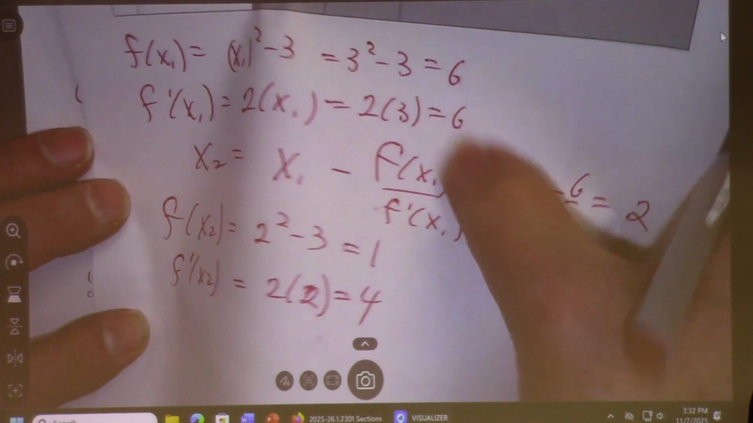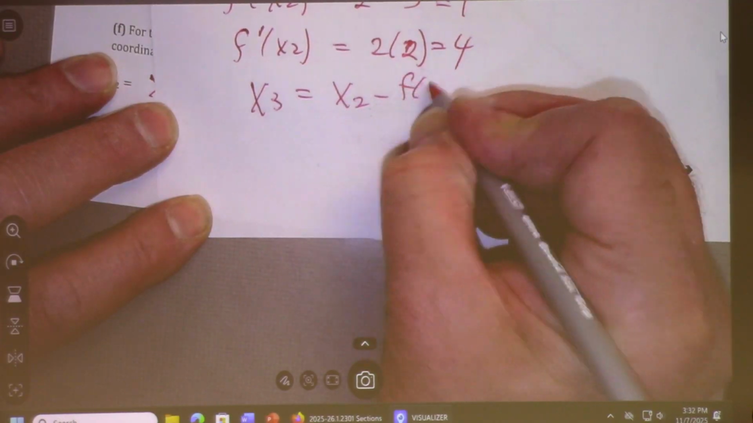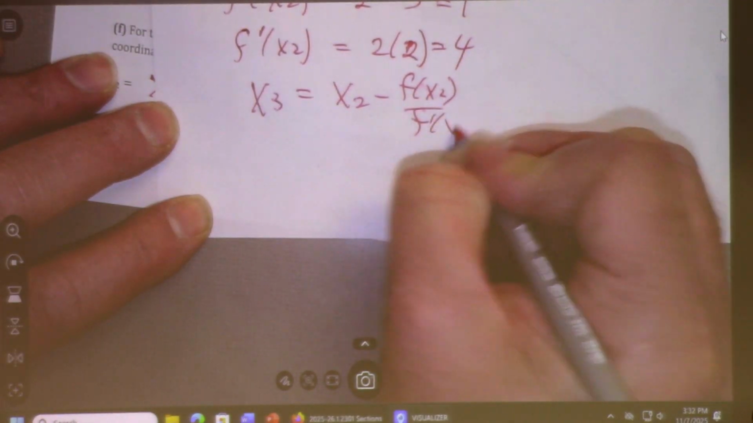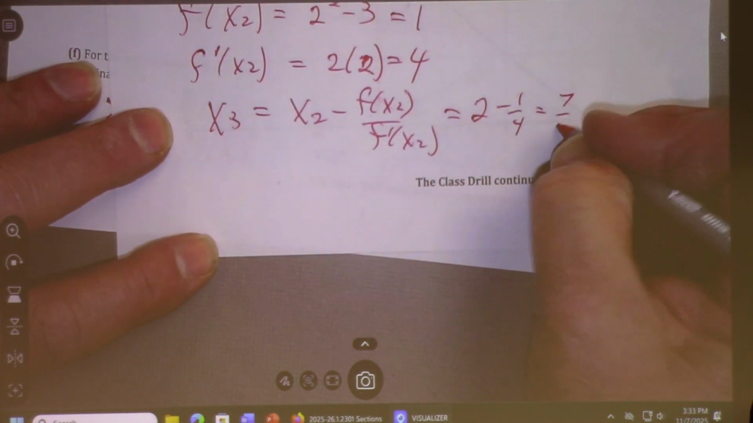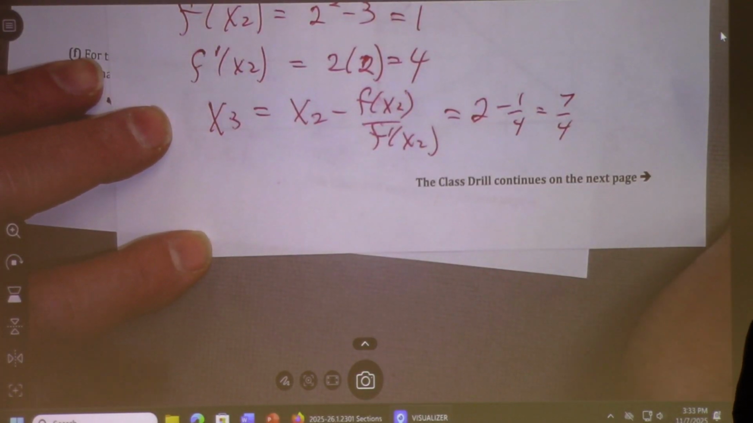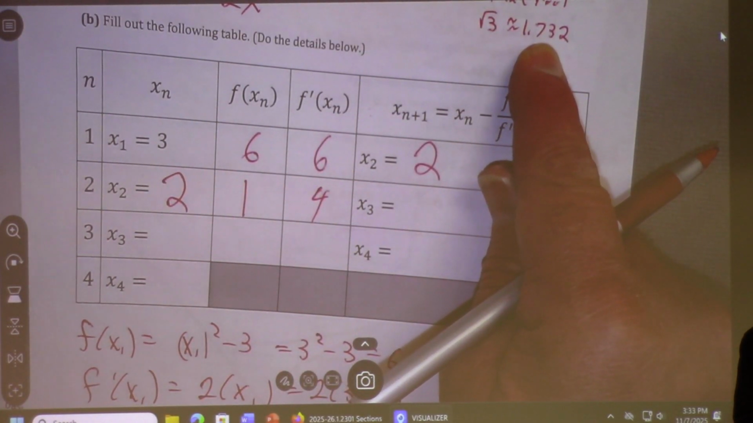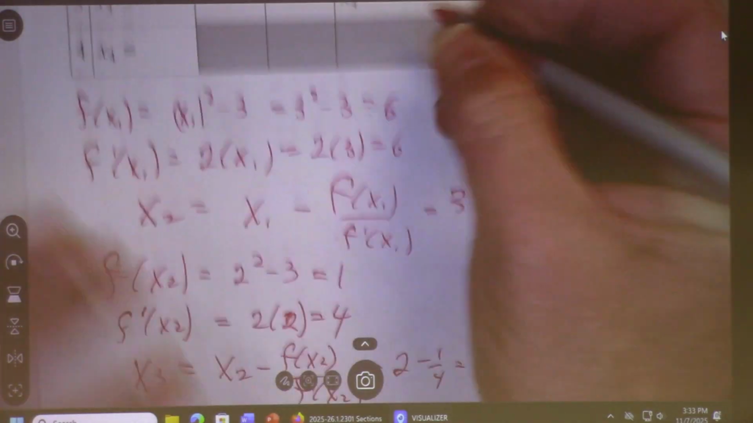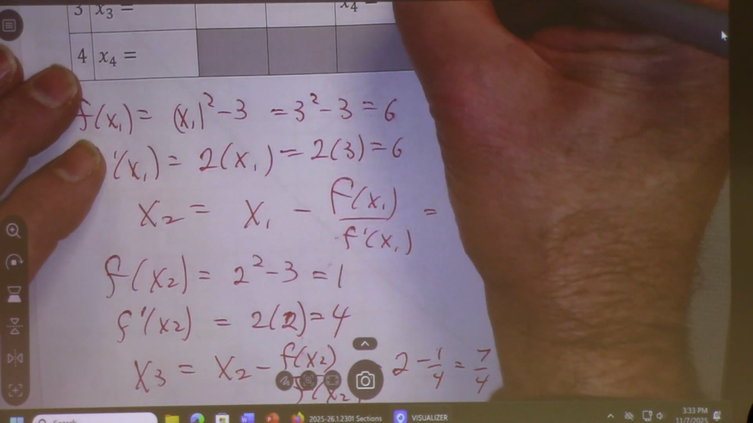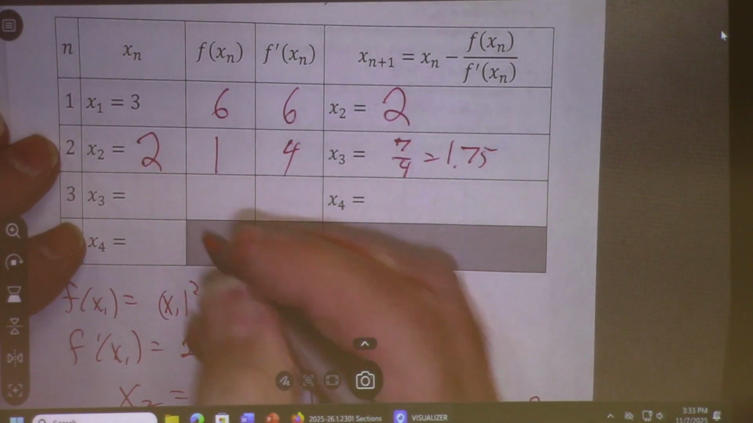So x3 is going to be x2 minus f of x2 over f prime at x2. So that's going to be 2 minus 1/4. So that's 7/4. Hey, what's a decimal for 7/4? 1.75, which is pretty darn close to 1.732. Isn't that cool? We've already got a pretty good approximation. In fact, that's where I'm going to stop. So there's my x3.